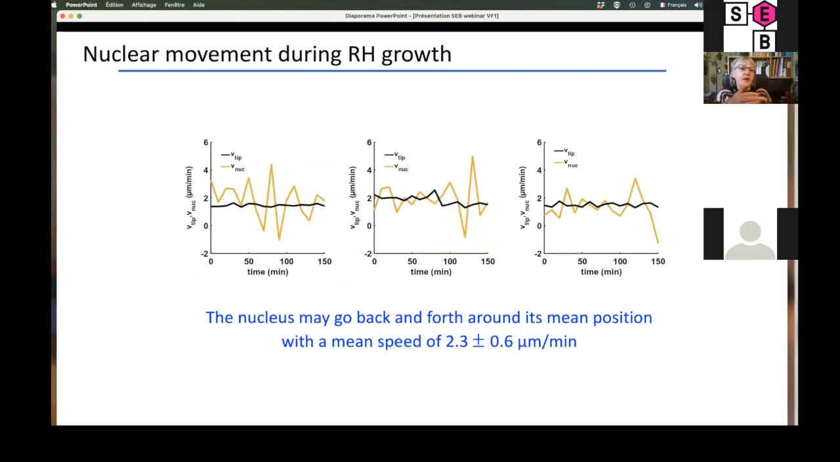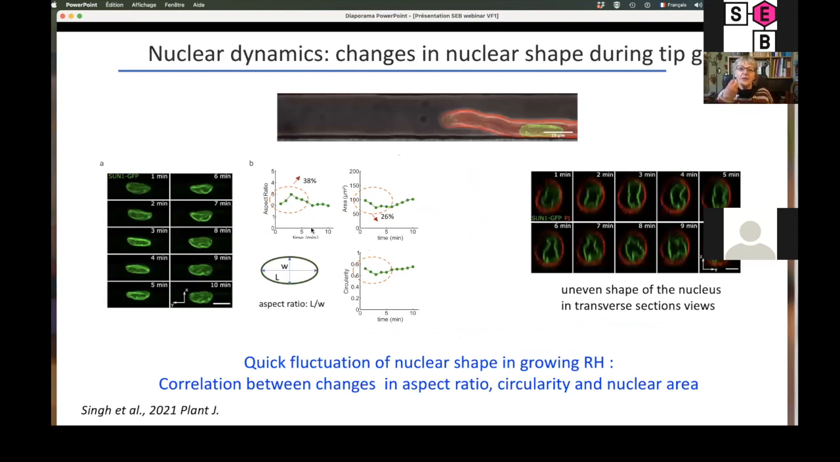But interestingly, when we investigate the analysis of the nuclear movement during root hair growth for a longer time, here it's 150 minutes, we can see that the tip growth is really constant, but the nucleus may go back and forth around its mean position here, with a mean speed of 2.3 micrometer per minute. So we are happy because, according to the speed, we were in agreement with the work that had already been published by Ketelaar in the past.